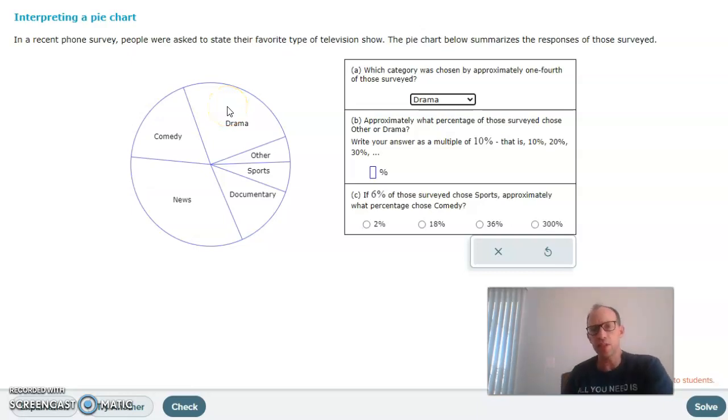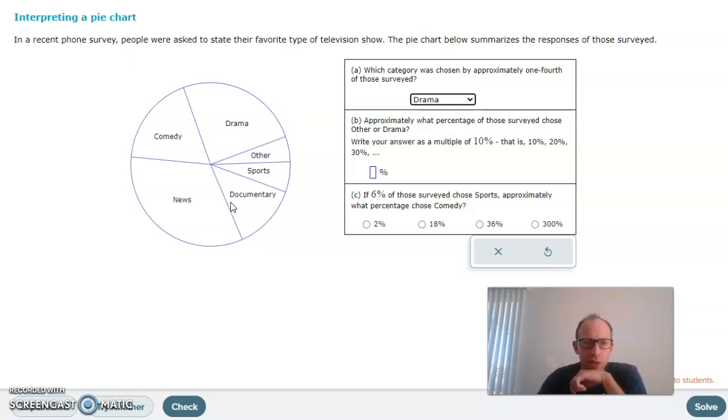I also mentioned that in order for this to work, these slices have to add up to 100%. We can't have this slice representing 50% and this slice representing 60%. If you add up the percent of each slice, it should add up to roughly 100%. Maybe a little rounding error is okay.